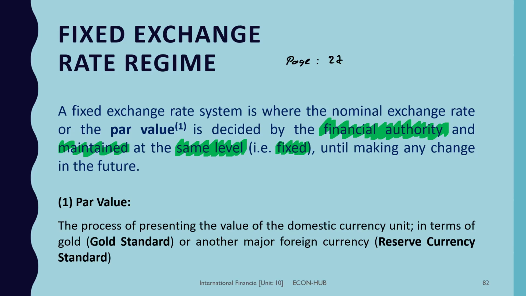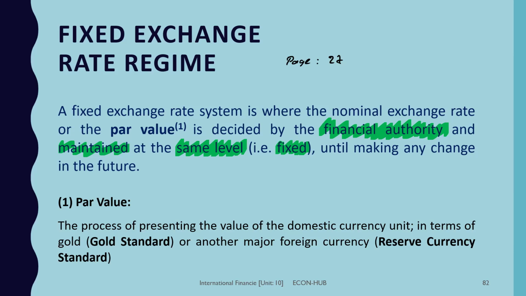So the technical way to say that is, the central bank in a fixed exchange rate system decides the par value. What is par value today? The value of one currency in terms of another currency. That's all. The par value is decided by the central bank. That's called the fixed exchange rate system.